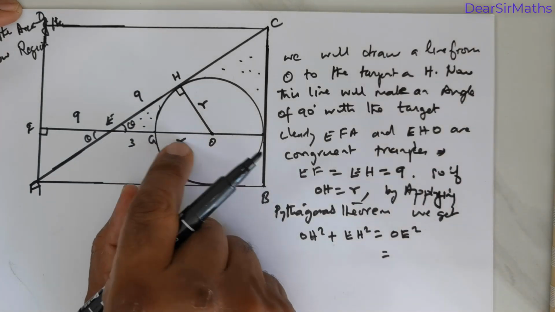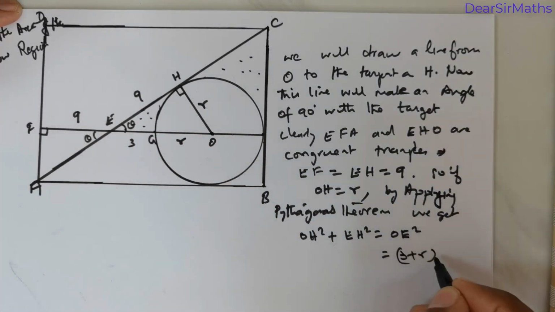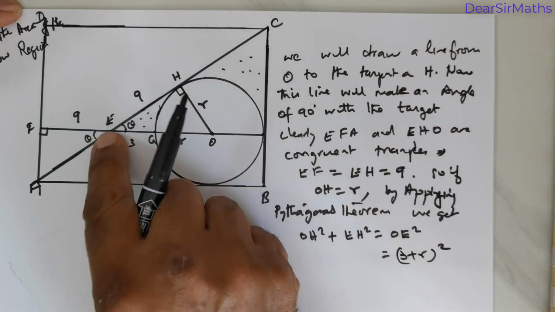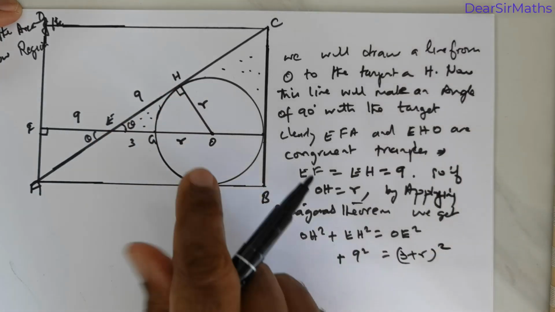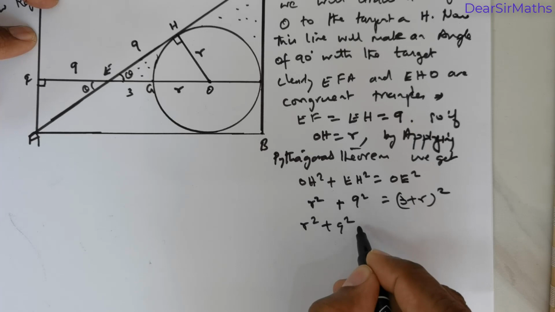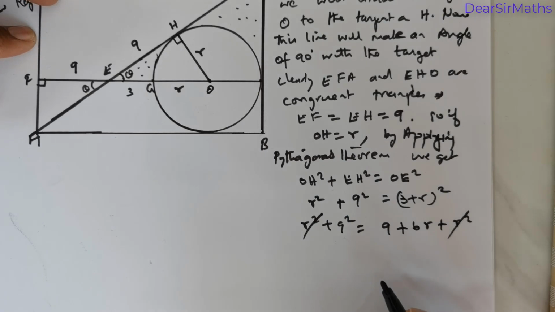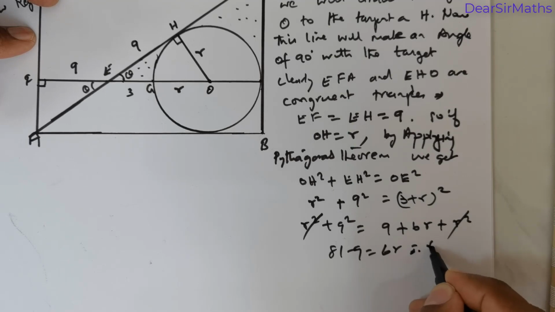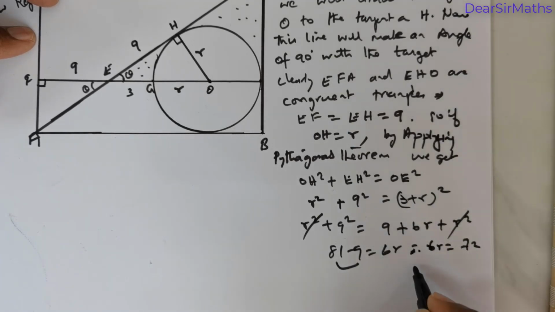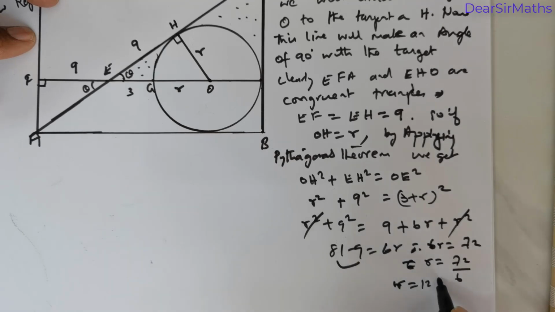What is OE? OG is R. OE is going to be R plus 3. So I can write it as (3 plus R) whole squared. EH is 9 squared. OH is R squared. So you get R squared plus 9 squared is equal to 9 plus 6R plus R squared. R squared can be cancelled, and 81 minus 9 is equal to 6R, therefore 6R is equal to 72, right? So R is equal to 72 divided by 6, so the value of R is going to be 12 units.